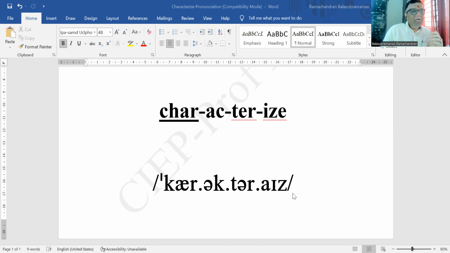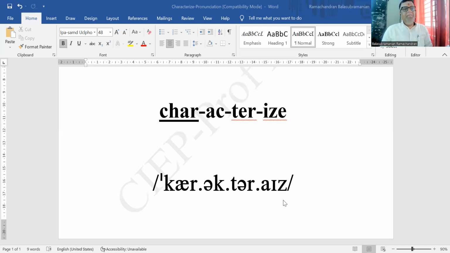So it is characterize. Not characterize with the other stress. In this pronunciation, I'm giving you 2 stress syllables: care and ter. No, that's not the correct thing.